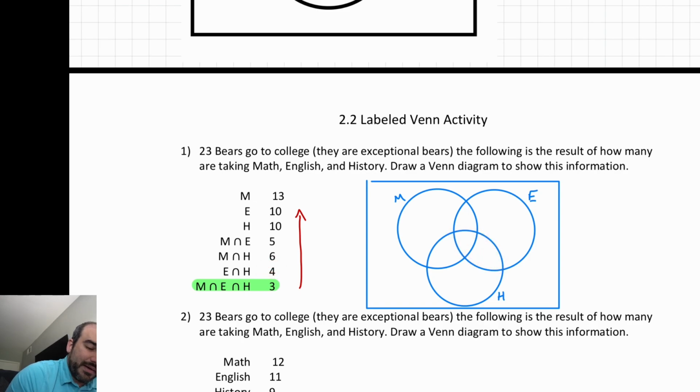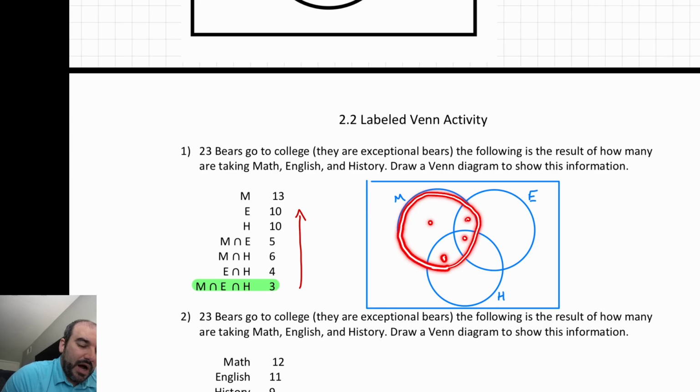Right? So the same issue happens if you try to start at the top here. I know that there are 13 bears taking math, which means there are 13 bears in this circle, but I don't know how they're distributed into these 4 sections. Does that make sense?